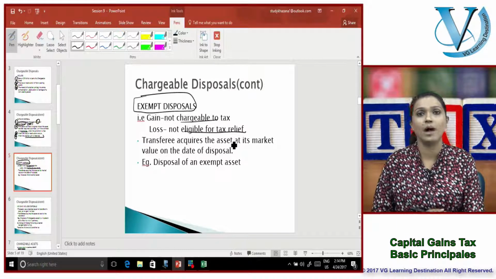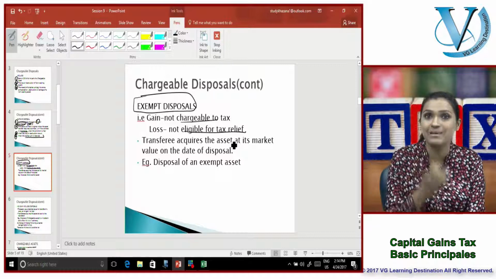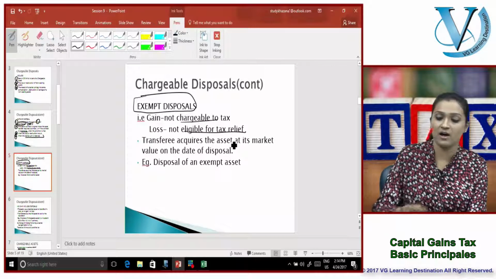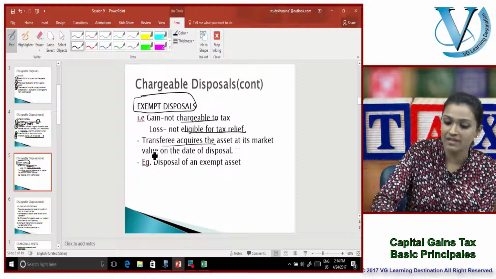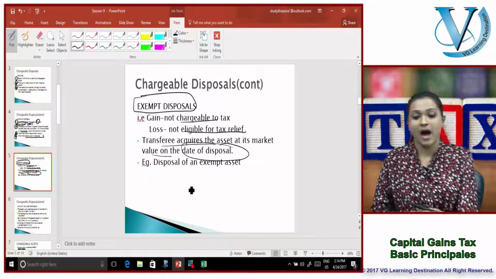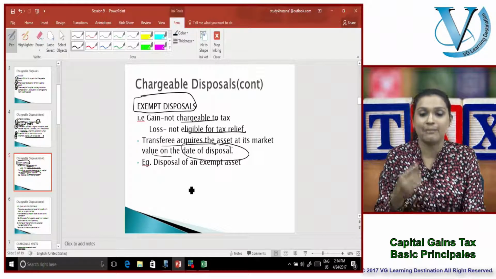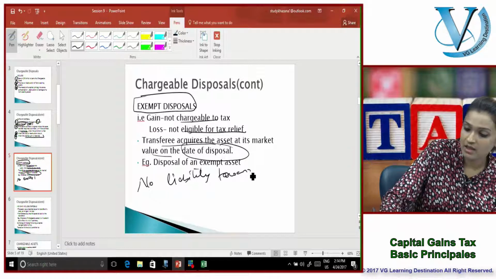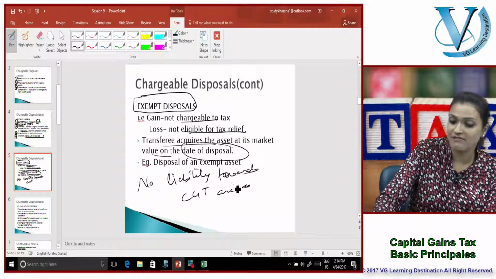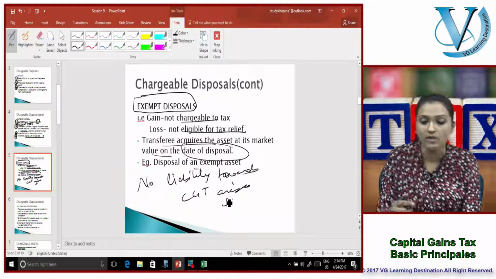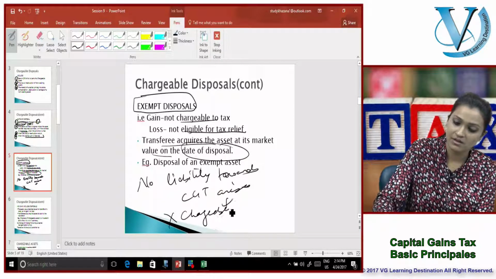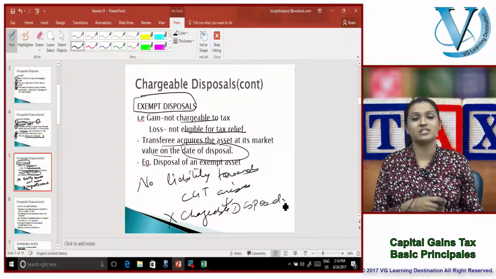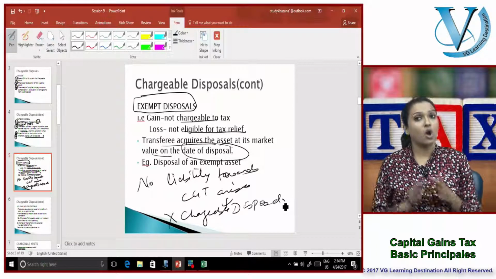When do you think that is going to happen? The date when any exempt asset is transferred from the transferor to the transferee. The transferee acquires the asset at its market value on the date of disposal. However, no CGT liability arises. Why? Because it's an exempt disposal. It's not a chargeable disposal.